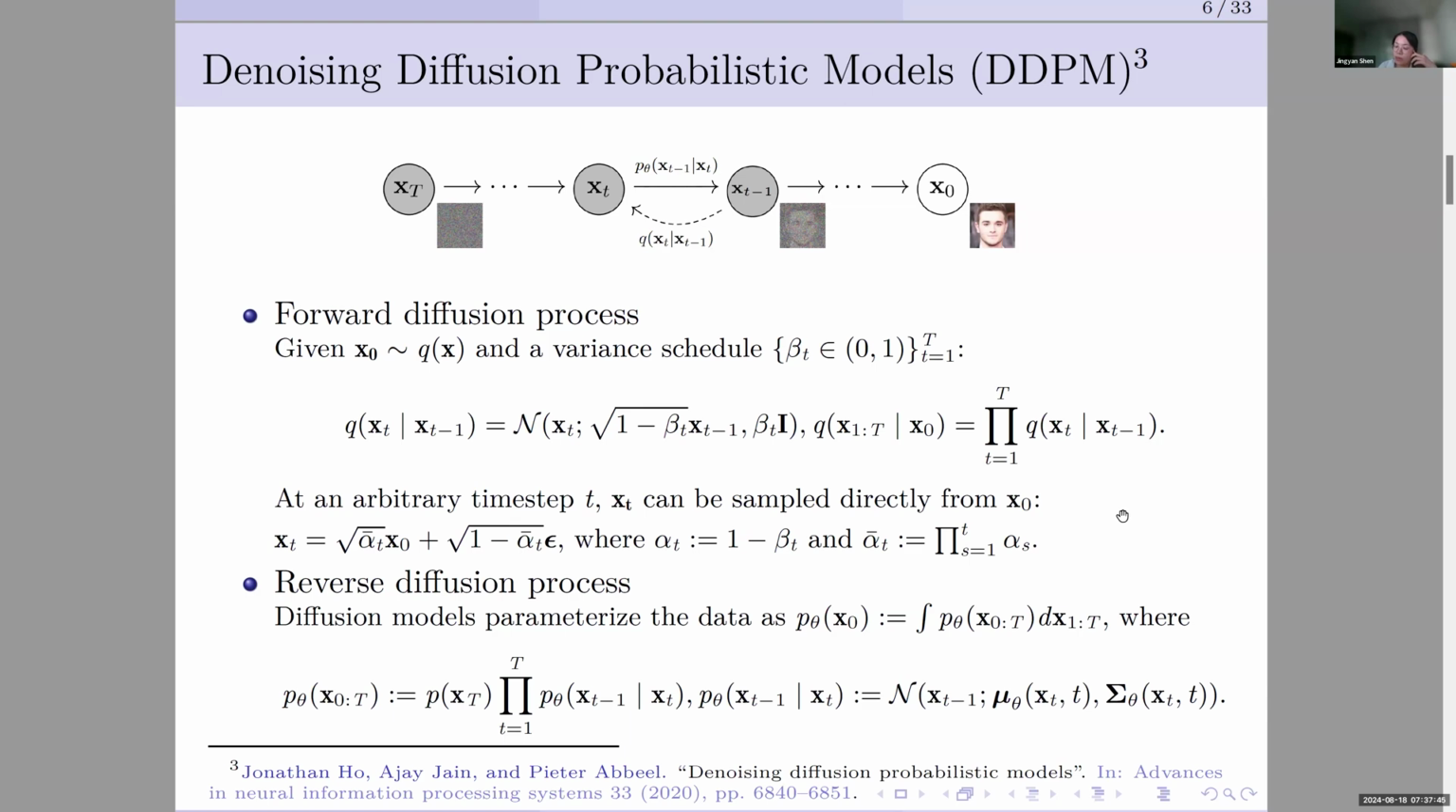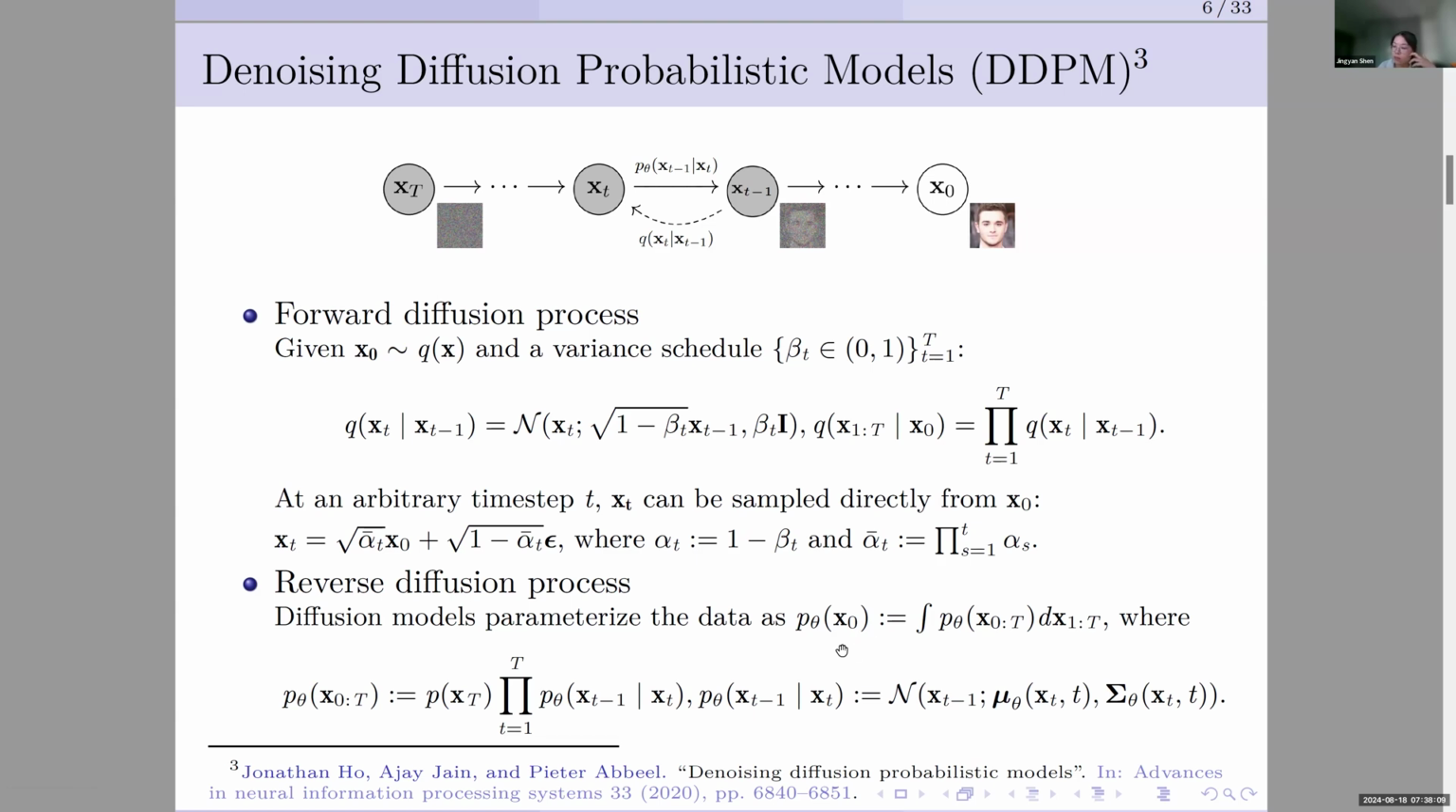A notable property of the diffusion model is that for any arbitrary time step t, the latent variable xt can be sampled directly from the initial image based on a closed form. And then the diffusion model parameterizes the data distribution like this. So that's something we're going to learn.